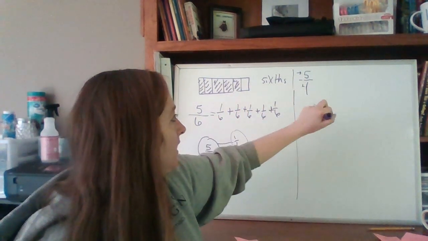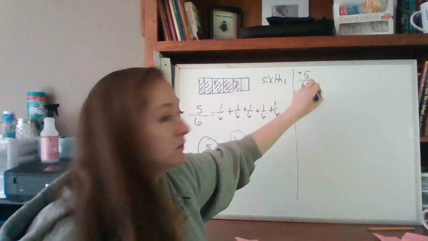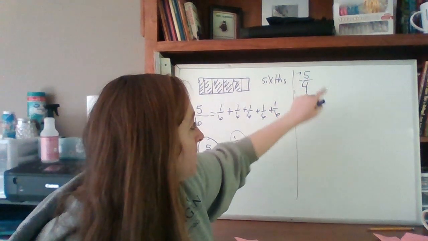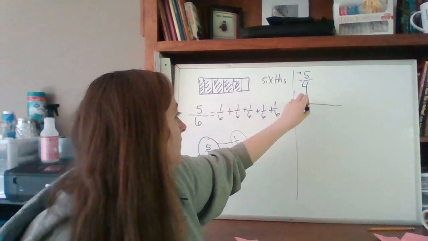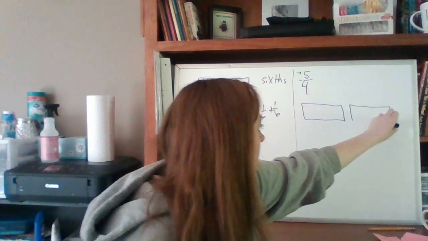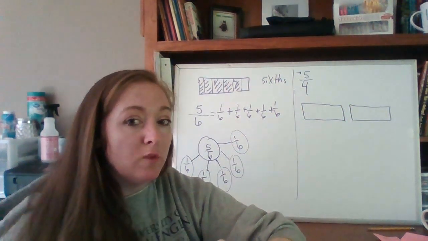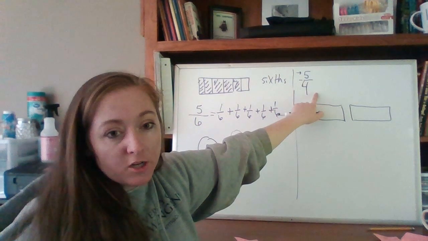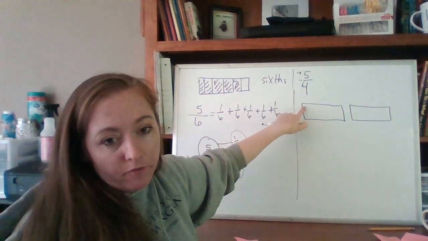Okay, so this number is greater, so here we go. Oops, I just erased that. Oopsie. This number is greater, so here's my first one. Here's one rectangle, and here's my second rectangle. Okay, again, I drew 2 rectangles because it's an improper fraction, and 5 is greater than 4.